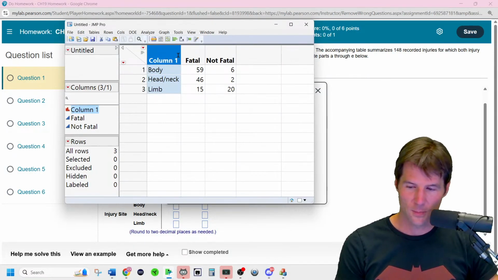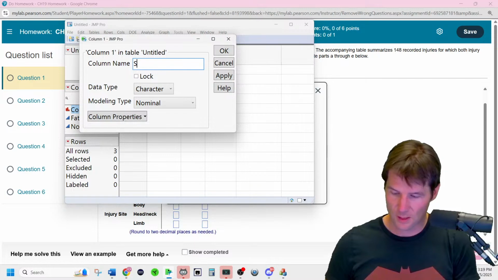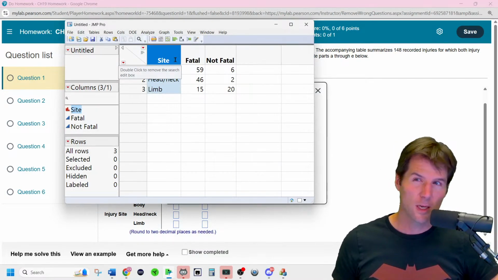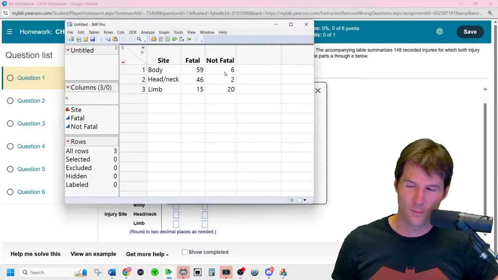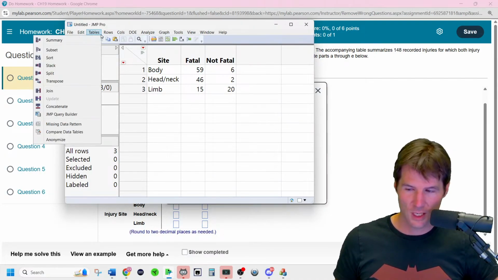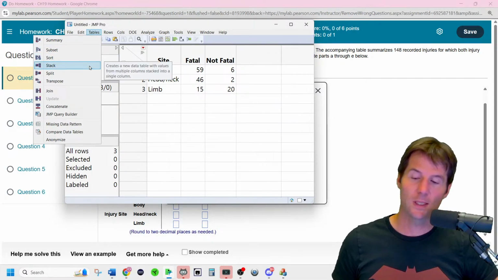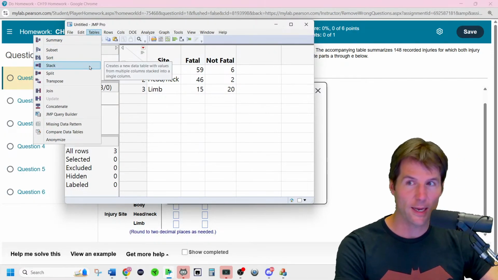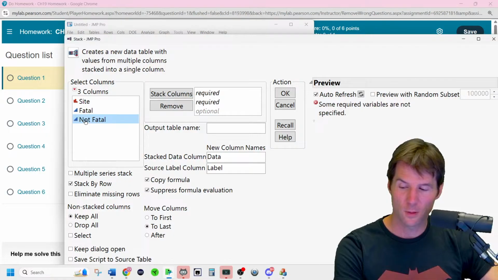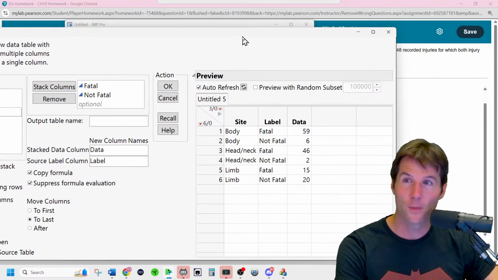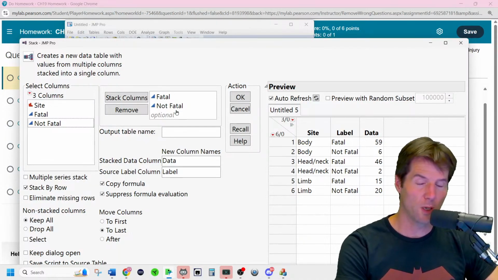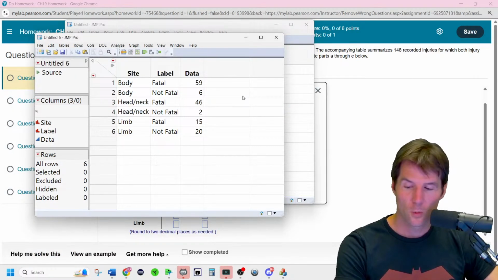Notice how the column is up here, and we can even call this site of injury. It doesn't matter if you do that, but we're going to call that site. Might help a little bit with the way we describe this. So we have the site of the injury and whether it's fatal versus not fatal, and this is the table. Next, we're going to go to Tables and go to Stack. Tables, Stack. Now you're going to double click both the blue columns with the quantitative values, and you get the preview of what it looks like. Double click both blue columns, only blue columns. Now click OK. Once you've clicked OK right here, you can see the site and the label.